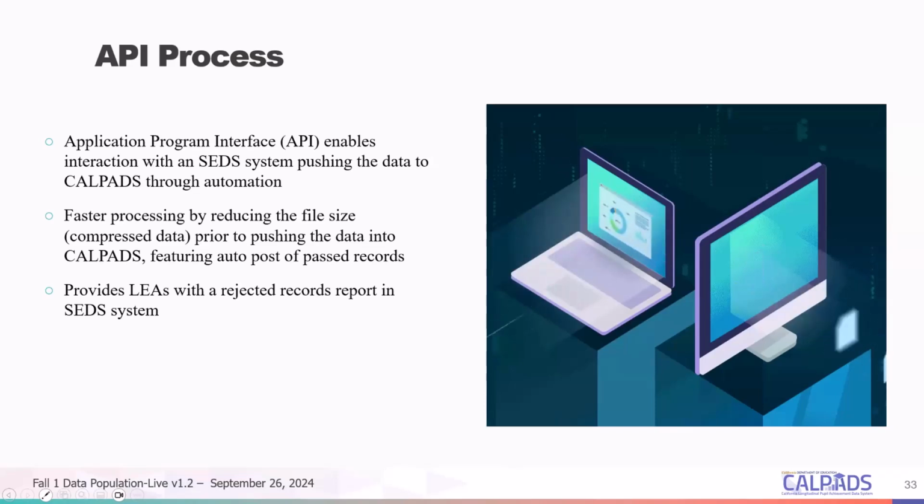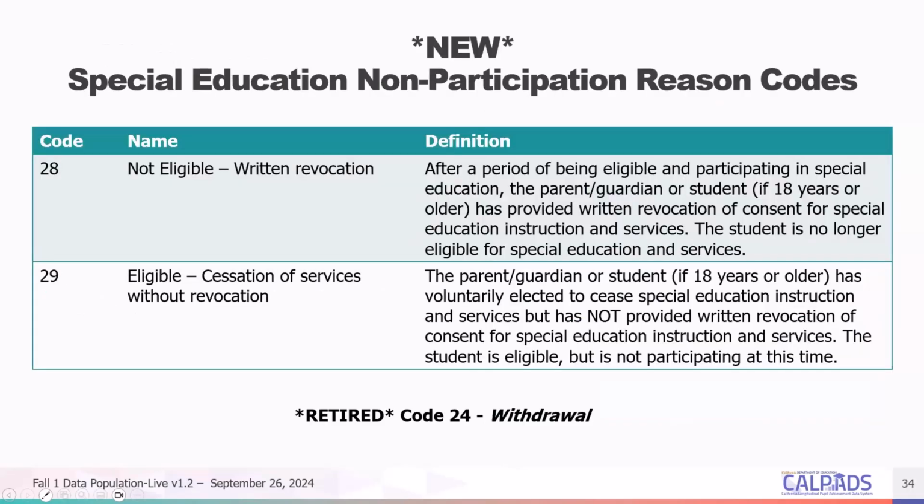There have also been some changes this academic year which affect special education reporting. So let's go ahead and talk about those changes now, beginning with some new special education non-participation reason type codes, as well as one retired special education non-participation reason type code.